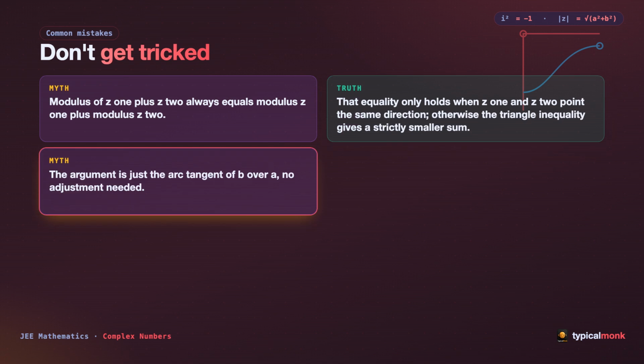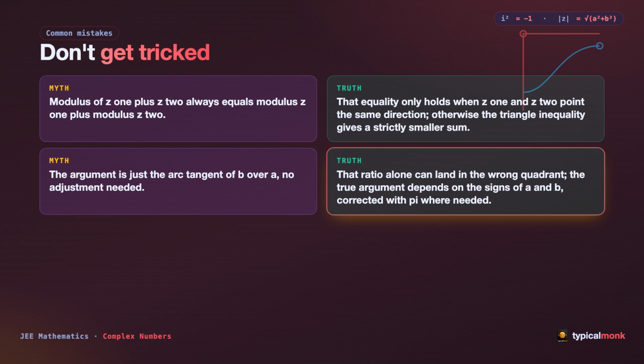Myth 2. The argument of a complex number is just the arctangent of b over a and nothing more needs to be checked. The truth: that ratio alone can quietly place you in the wrong quadrant. The true argument depends on the actual signs of a and b and must be corrected by adding or subtracting pi when the point does not sit in the first quadrant.